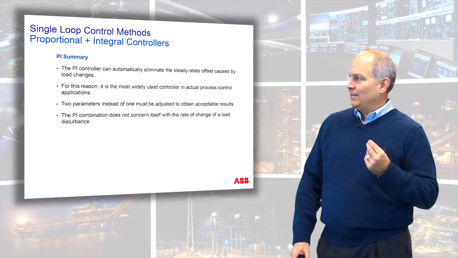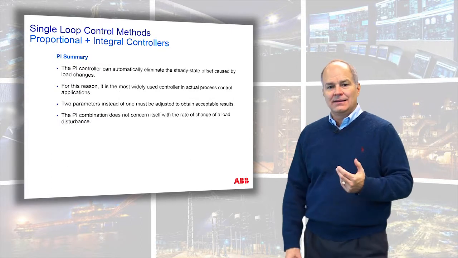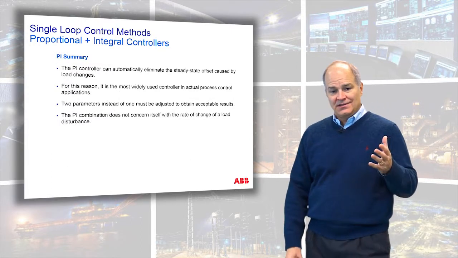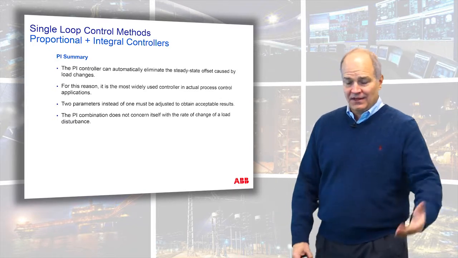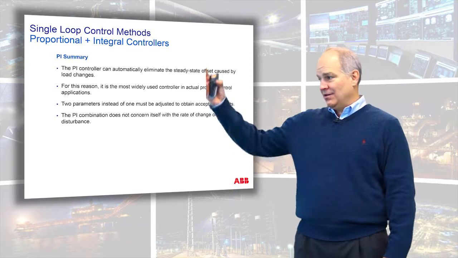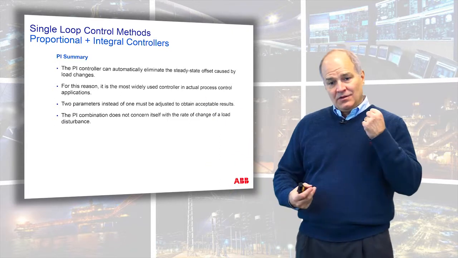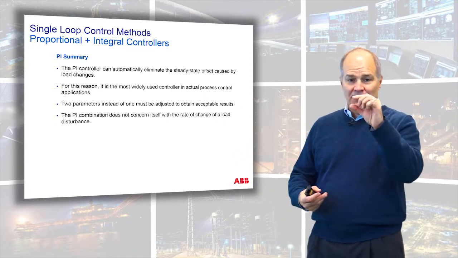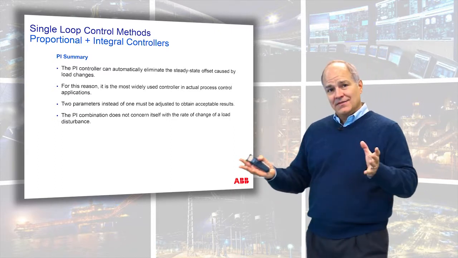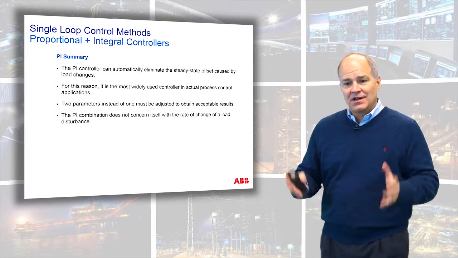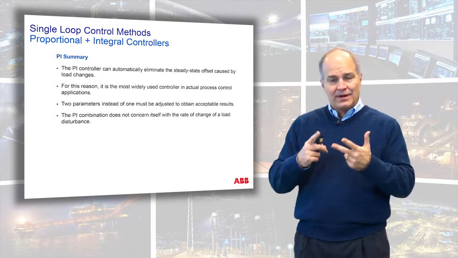When you do that, the PI together can automatically eliminate steady state offset changes. That's really the benefit. Proportional by itself results in an offset. Integral by itself takes too long, but together you can nail the error and keep your error 0 or close to 0. Because of that, the P and the I algorithm are the most commonly used 2 parameters in the industry today.